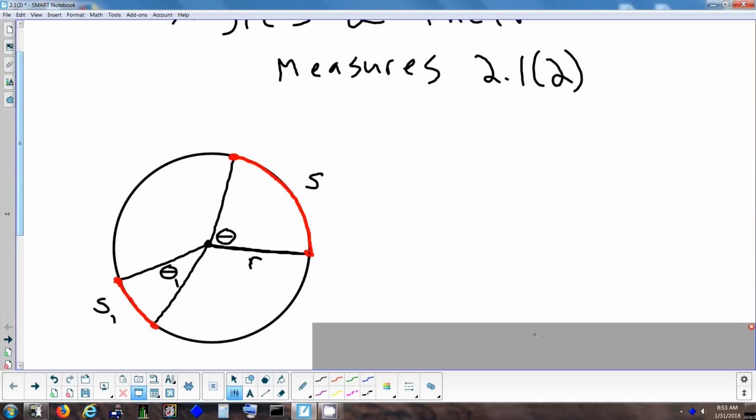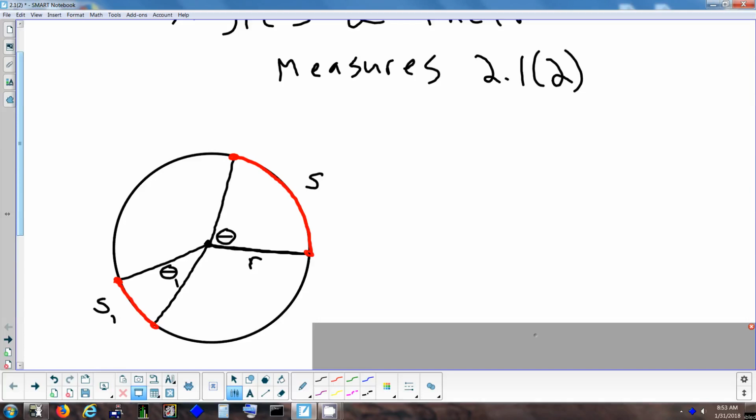And I've labeled the distance from the center to the circumference as R, because that's the radius of the circle. All the rays of the angles in this circle are all R, because they're all from the center to the edge of the circle. Any questions on the picture?